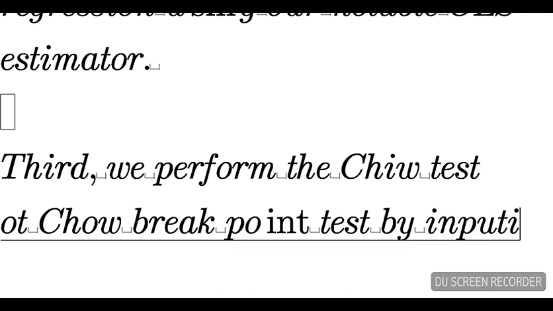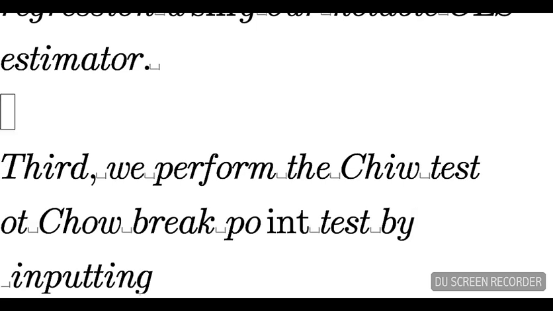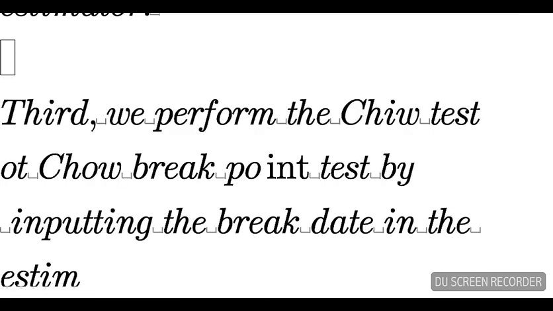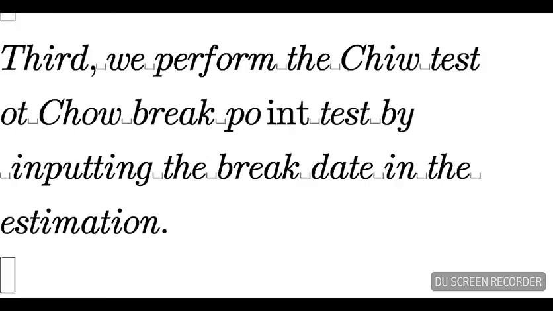by plugging or inputting the break date in the estimation. Okay. So that is our third step, where we perform a Chow test in EViews by substituting or inputting the break date in our estimation. We know that our break date is known from the first step, where we plot the graph of the series involved. Please, this is a typographical error: Chow test, not cheat test, Chow test, all right.